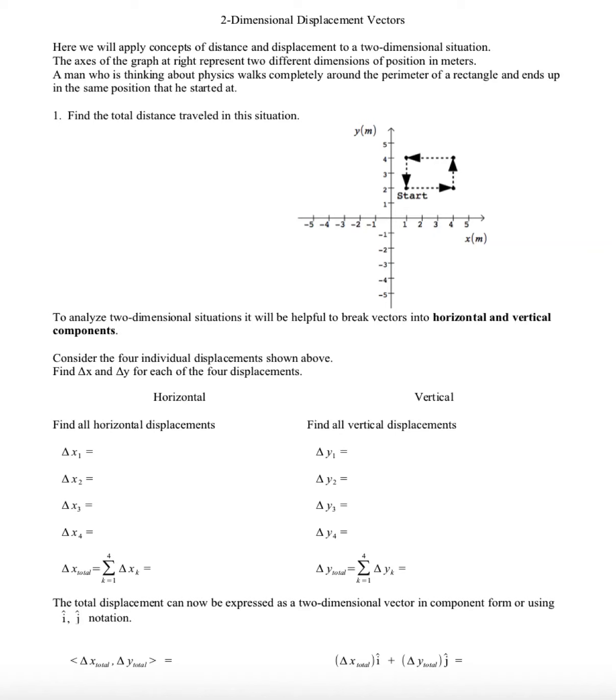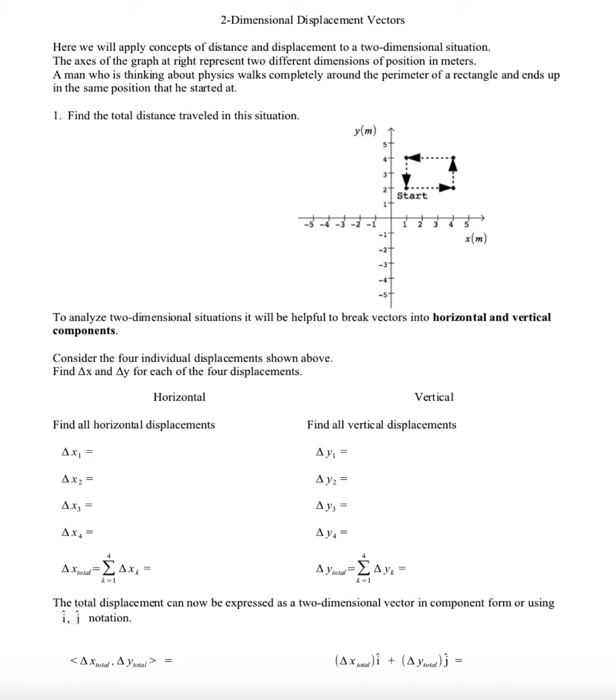Here we'll apply concepts of distance and displacement to a two-dimensional situation. The axes of the graph at the right represent two different dimensions of position in meters. It's a top-down view, so the horizontal axis represents the x dimension, and the vertical axis represents the y dimension, but both of these axes are on the ground.